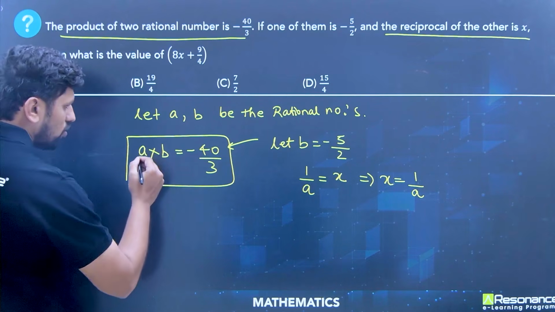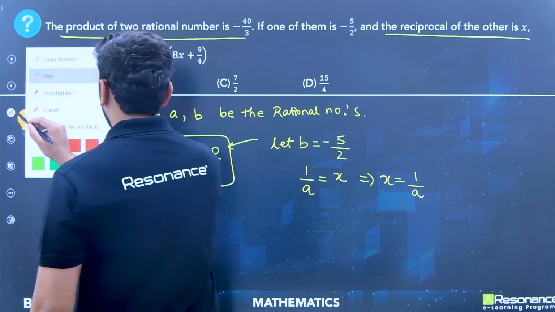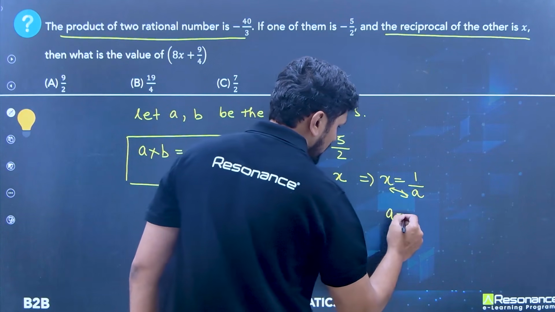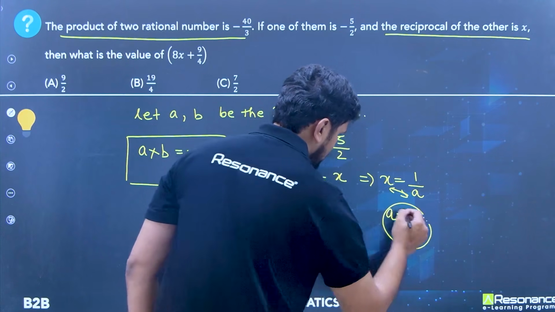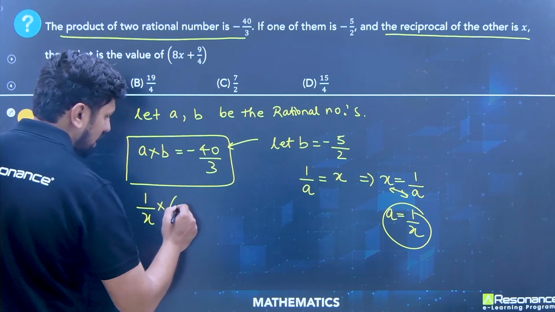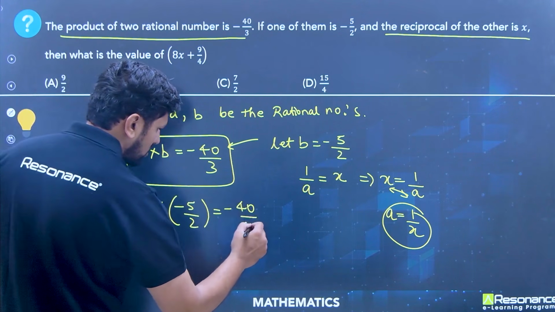Very good. So we can put x equal to 1 upon A. Both things are same. Now we will just interchange these two. So A equal to 1 upon x. So I will put 1 upon x here. P value is minus 5 by 2. It equal to minus 40 by 3.